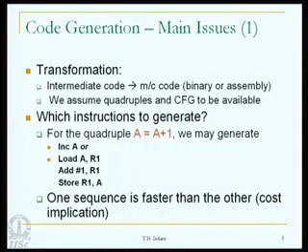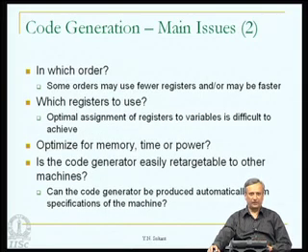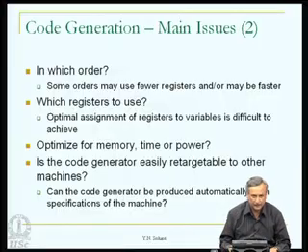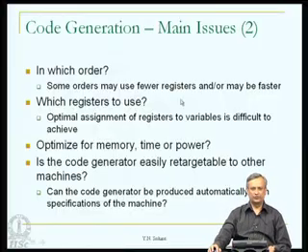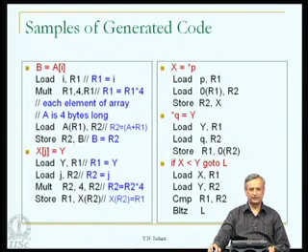We covered a little bit of this material in the last class. We looked at the main issues involved in code generation, for example, transformation, what exactly is code generation, which instructions to generate, what are the consequences of that, in which order should we generate the code, and then which registers to use, should we optimize for memory, time or power, etc. So, is the code generator retargetable to other machines? These are some of the issues that we looked at.